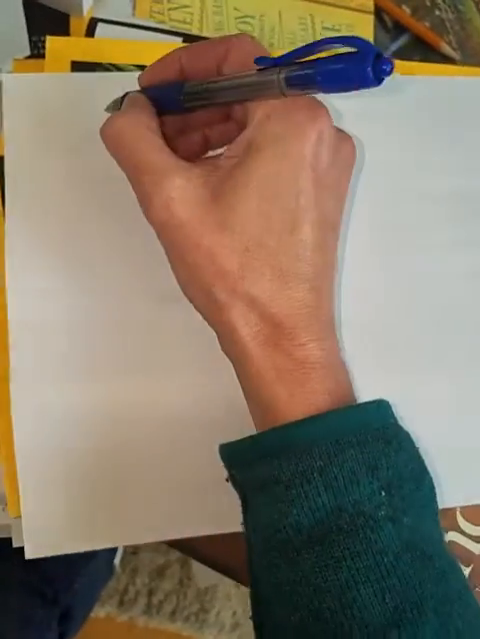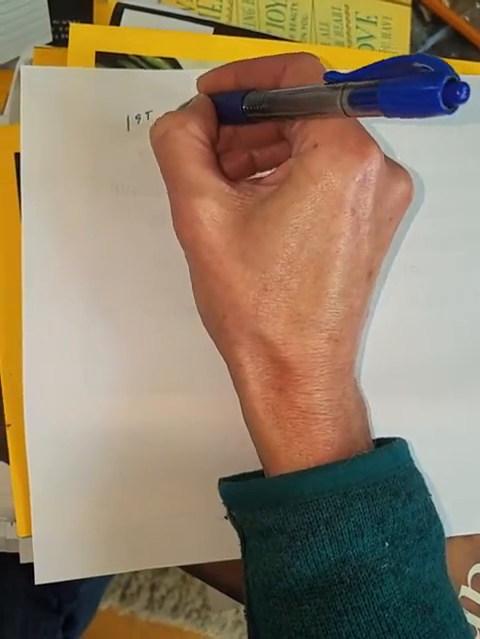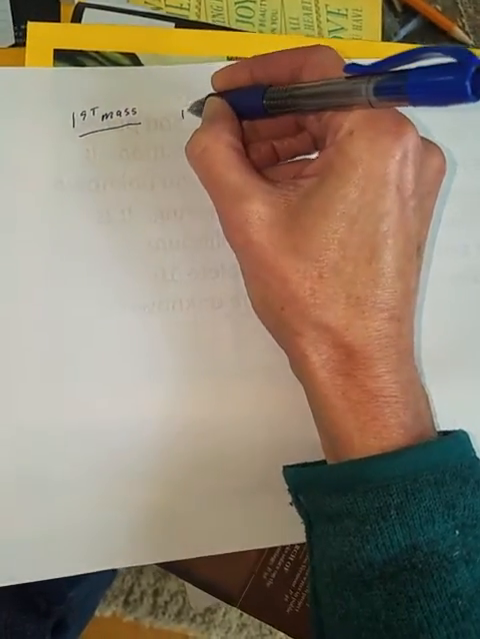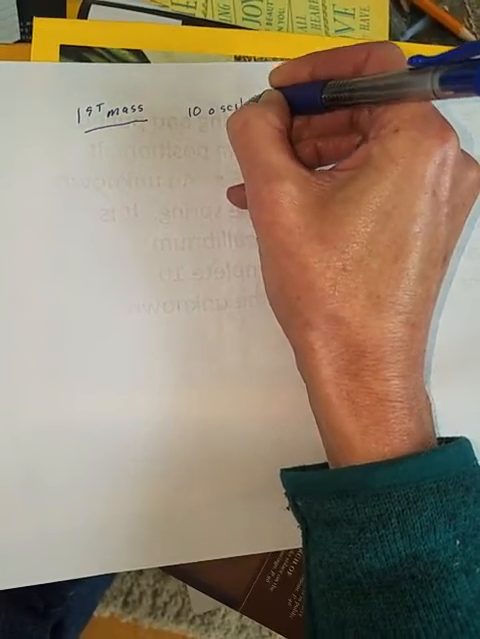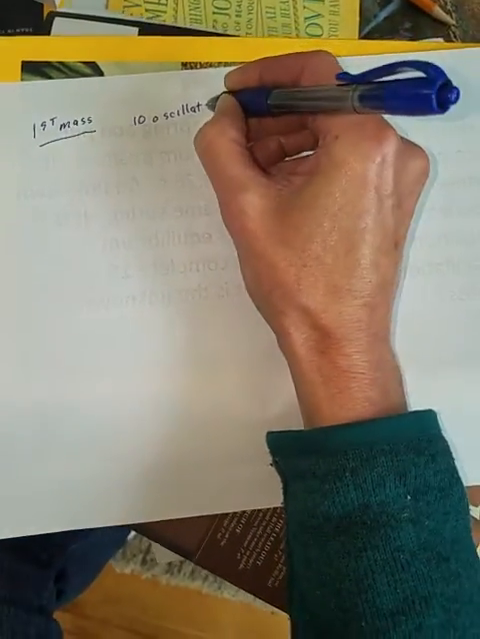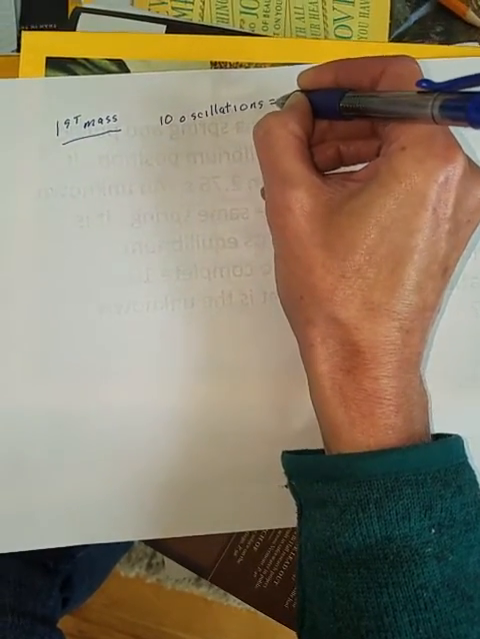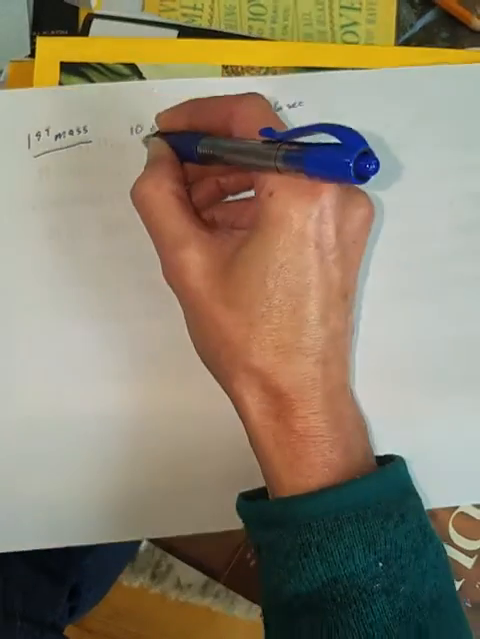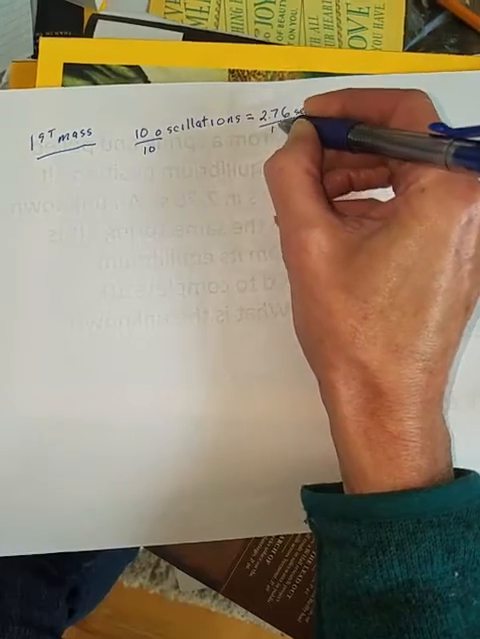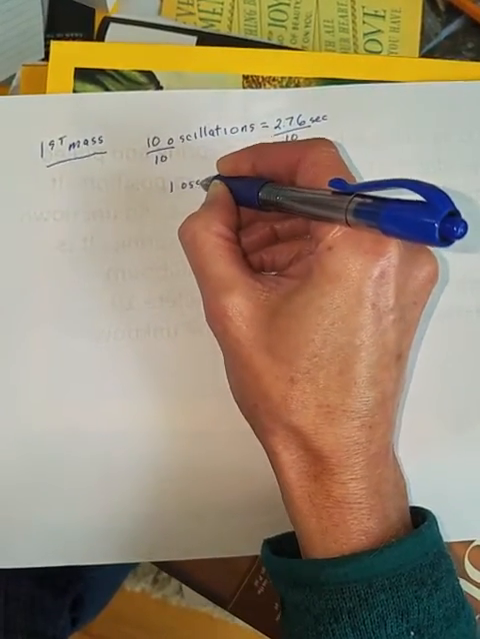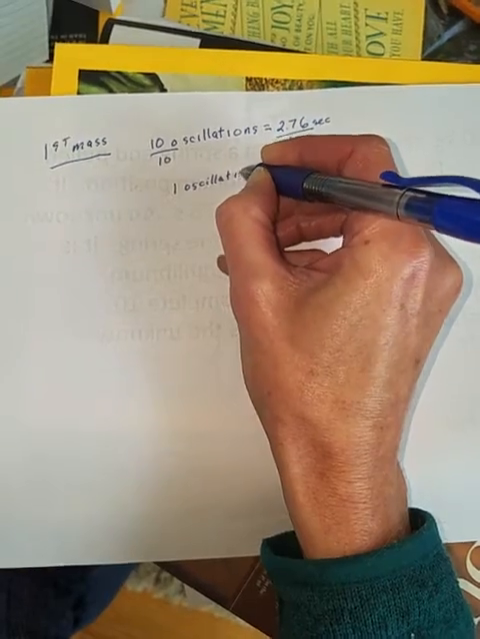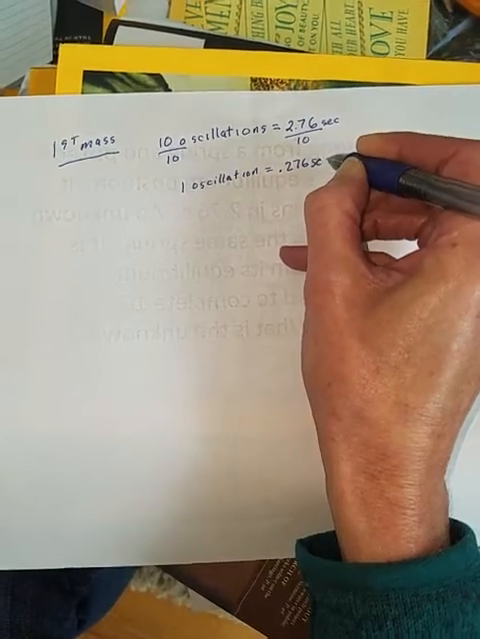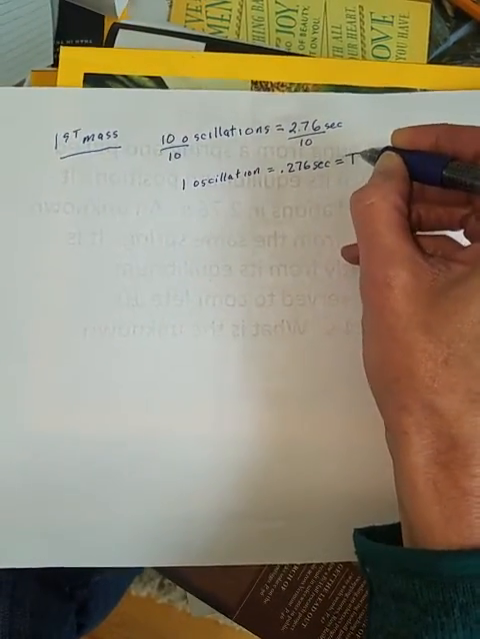The first mass has 10 oscillations in 2.76 seconds. So if I divide both sides by 10, I get 1 oscillation in 0.276 seconds. And the time to do 1 oscillation is the period. So that's T.